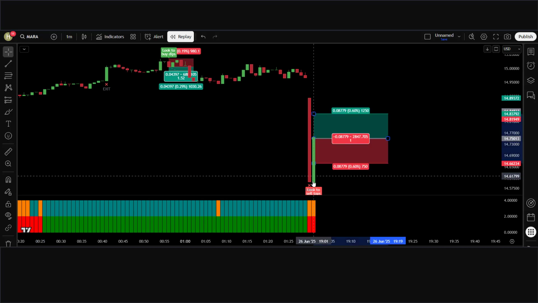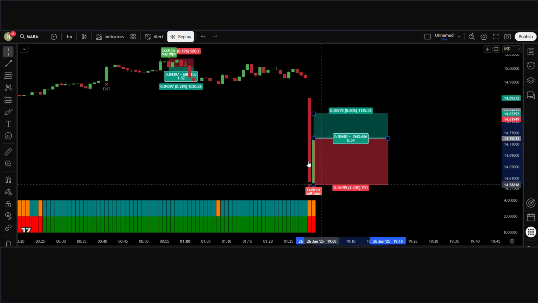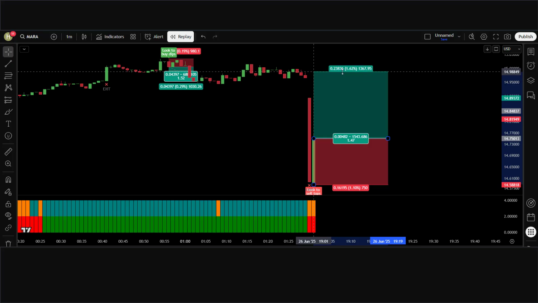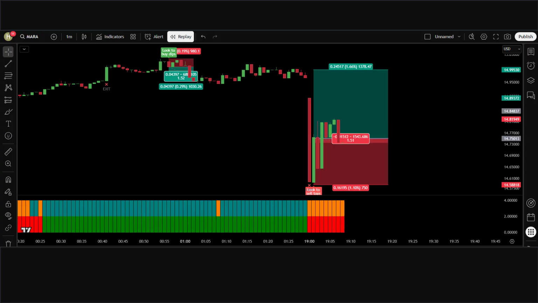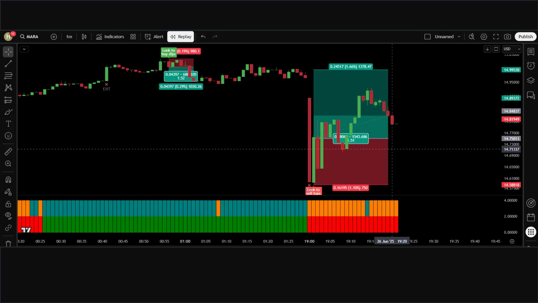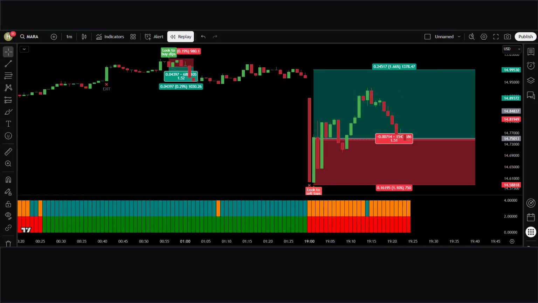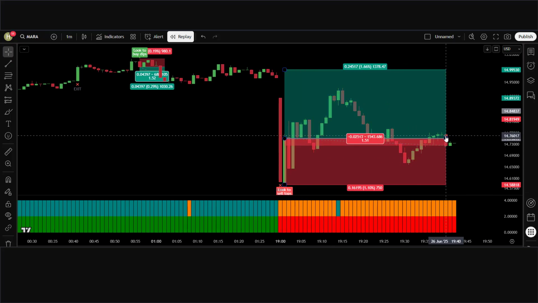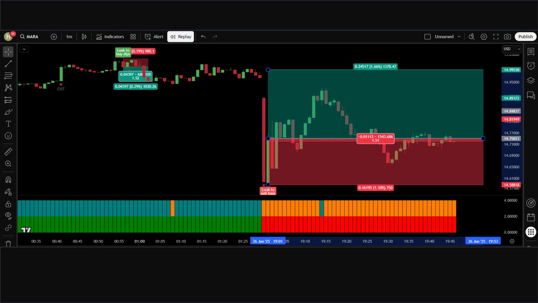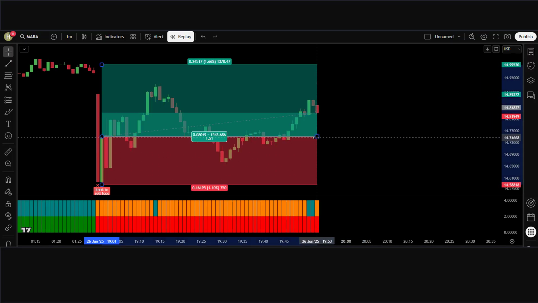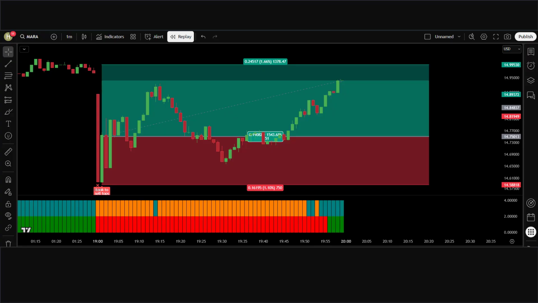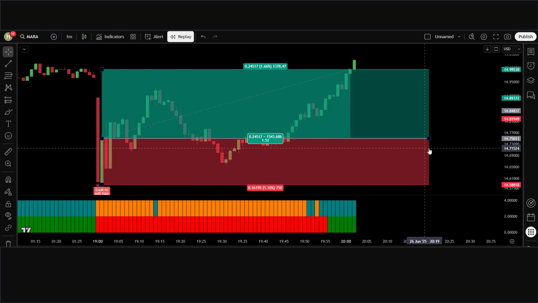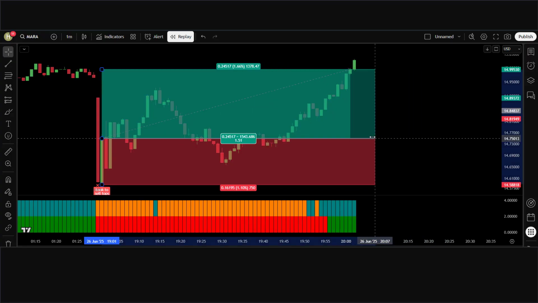Our stop loss will be placed at the current market's lower level. And the risk to reward ratio will be 1:1.5. Let's see what happens to our trade. Our trade is running in profit. We have won the trade. Wait for the next signal.